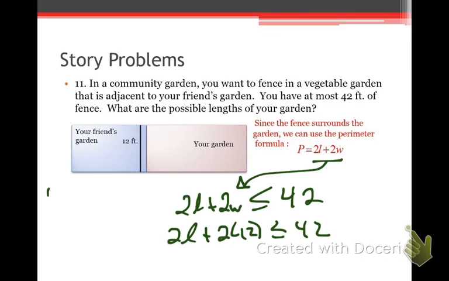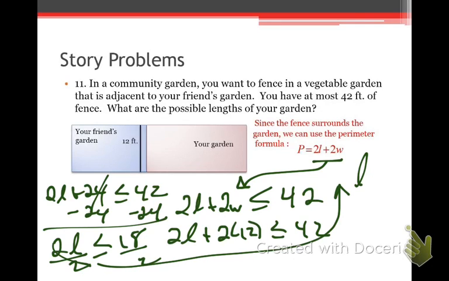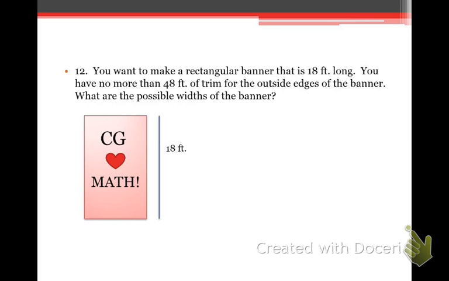And I'll bring it back over here. So subtract 24. Okay, and so we run out of room again. L is less than or equal to 9. Okay? And let you do some more work together, and we'll come back and see what you got.